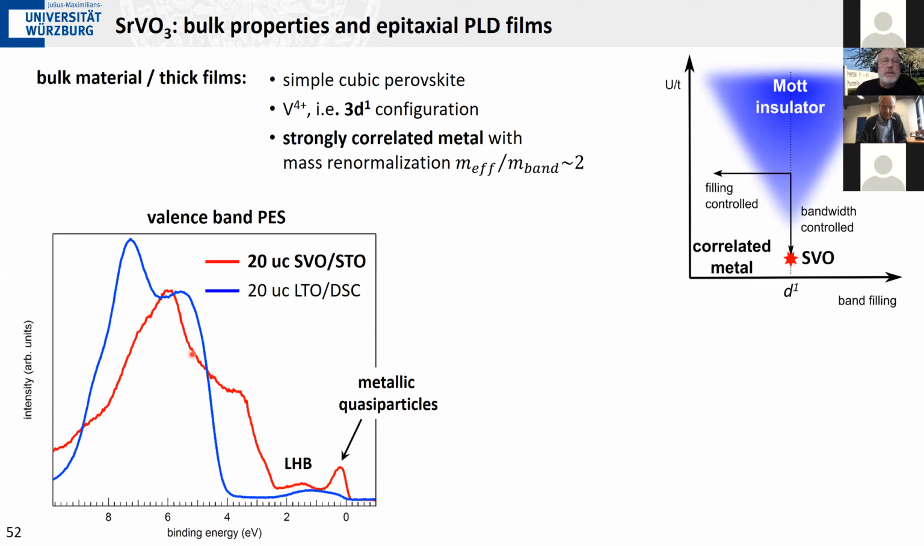The red spectrum here is from the SVO grown on STO. You see here the quasi-particle that you have in this system, even in a d1 configuration. And here you have the lower Hubbard band, while for comparison, here's the LTO spectrum. You have this lower Hubbard band, which has no evidence of any quasi-particle weight because it's a Mott insulator.